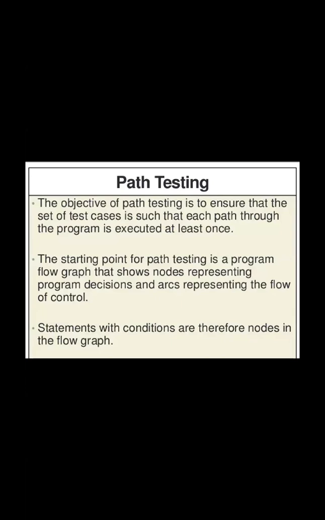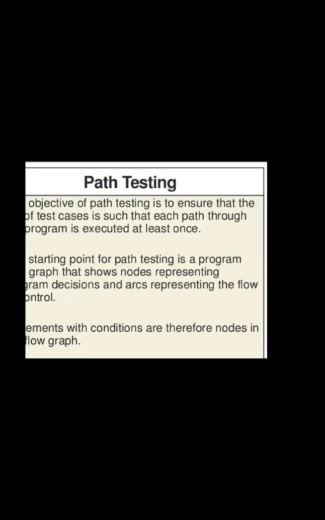The starting point for path testing is a program flow graph that shows nodes representing the program decisions and arcs representing the flow of control. So we'll have the nodes and edges. The nodes are connected through edges. An arc is nothing but the edges connected through the nodes. Statements with conditions are therefore nodes in the flow graph. So each and every statement will be represented in the form of nodes.